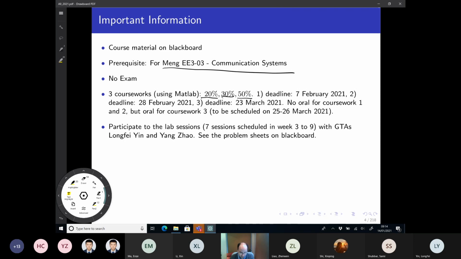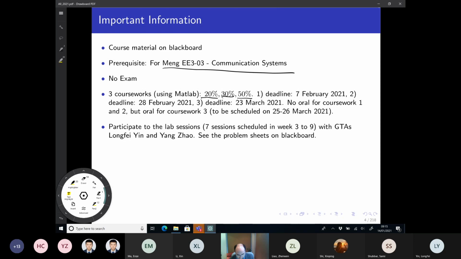You have the lab sessions as well. You have 7 sessions of labs that are scheduled in weeks 3 to 9. So it starts not next week, but the week after. This will be done with the GTAs. We have Longfei and Yang, who are 2 PhD students in the lab. Longfei is on the call, right? So you can say hello, Longfei, if you like. Hello, I'm Longfei. I'm a PhD student in Bruno's group. We will start the lab sessions from 24th of January. You can check on the timetable.